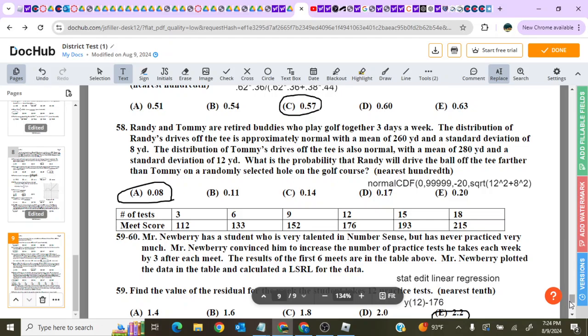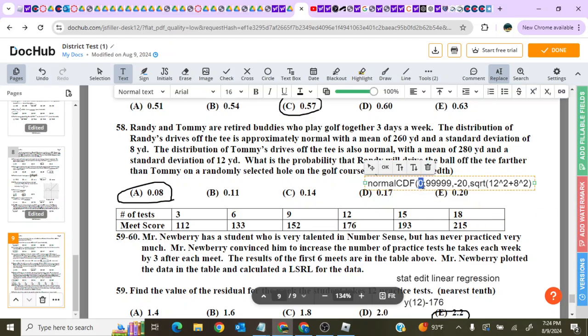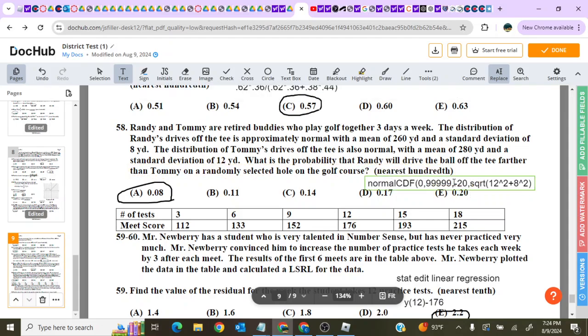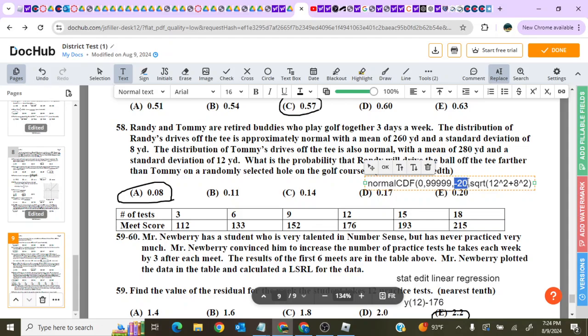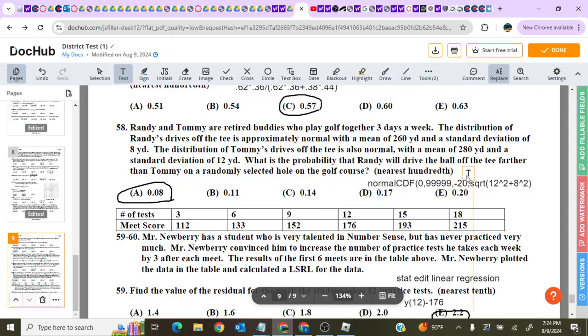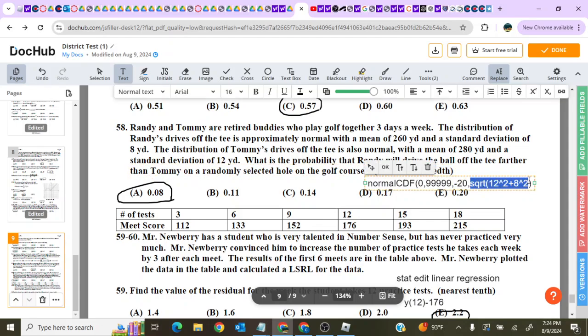So we're looking for any time Randy drives farther, so more than 0 between their differences. It can be as much farther as they want. Randy is expected to hit it 20 yards less, so your mean is negative 20. Your standard deviation is equal to the Pythagorean combination of your two standard deviations.